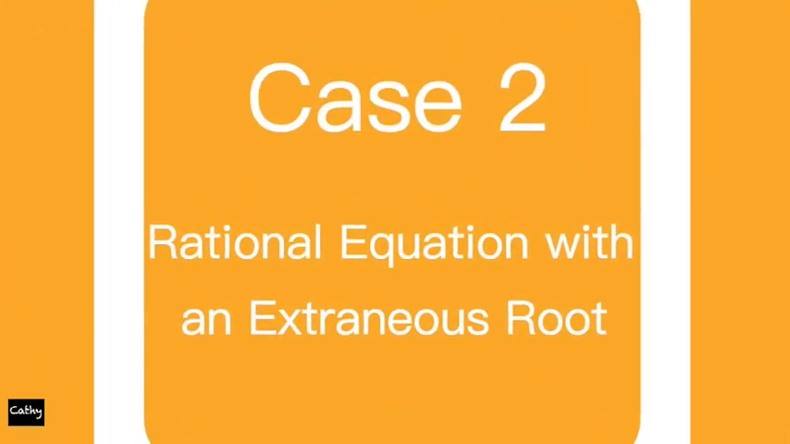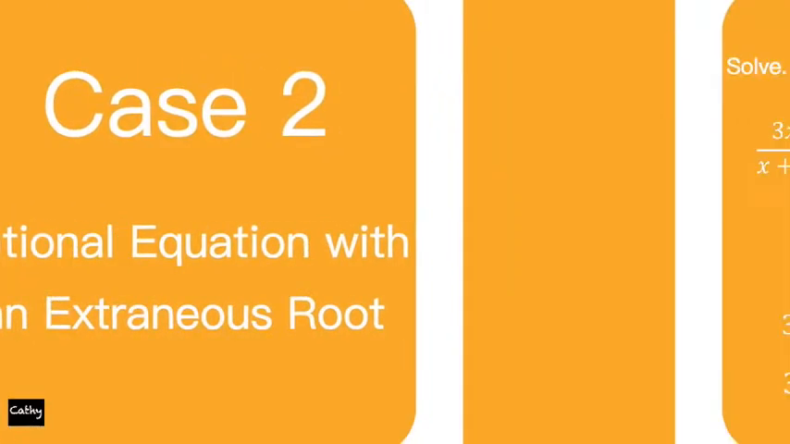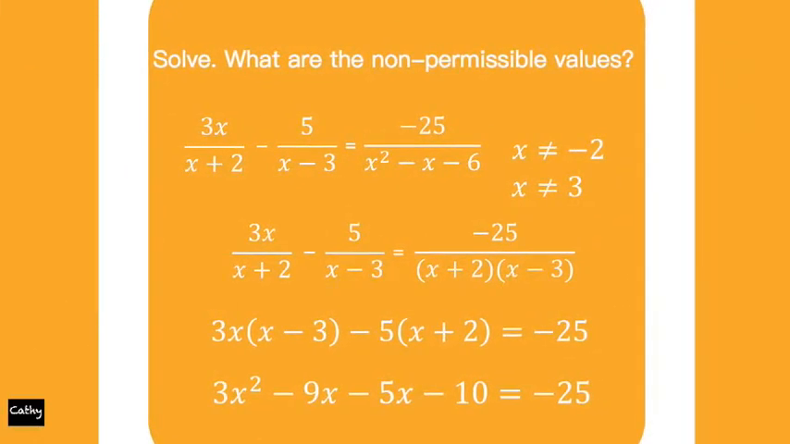Let's come to the second case. Case 2. Rational equation with an extraneous root. Solve, and what are the non-permissible values? First of all, we should factor it and get the LCD, which would be x plus 2 times x minus 3. The restriction should be x cannot be negative 2 or 3.